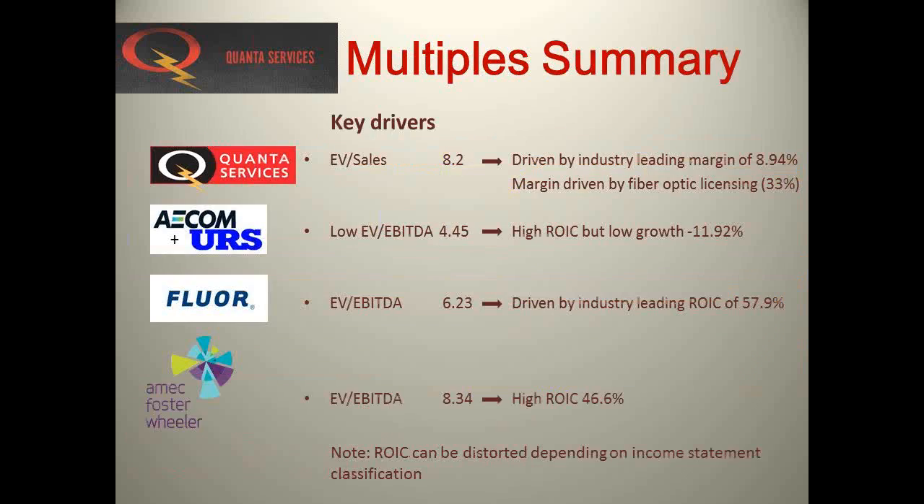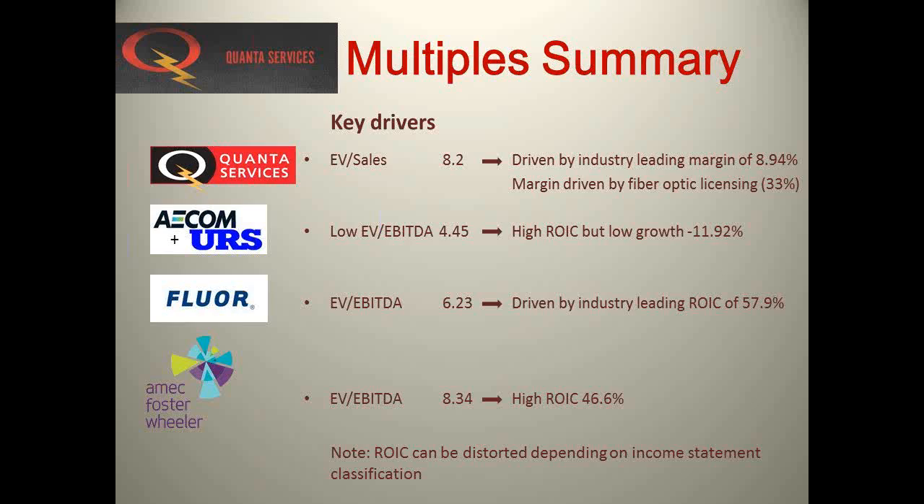Summarizing, EV/sales from Quanta Services up pretty high, 8.2, driven by its industry-leading margin of 8.94%. AECOM, who recently bought URS, trading at a very low EV to EBITDA. They have a high ROIC, but we think it's offset by its negative growth rate of negative 11.92. Fluor, we talked about previously.